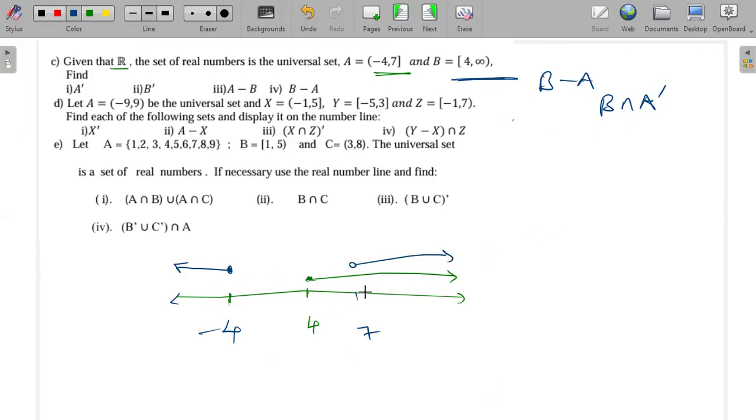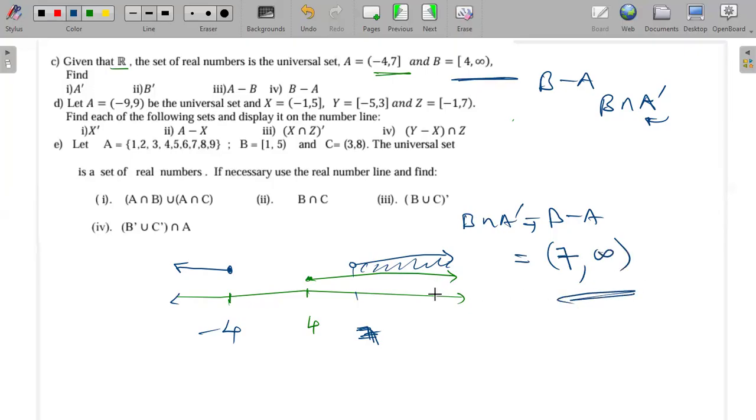Then they're telling me where do these two intersect. So if I look at the intersection, it's here and this part here. So at 7 itself, 7 is not in my set. 7 is not in A complement, so it can't be in the intersection. Therefore, B intersect A complement, or set difference of B and A, is just going to be equal to this part here, that is open at 7 and goes all the way to what? To infinity. So this is how I find that one.